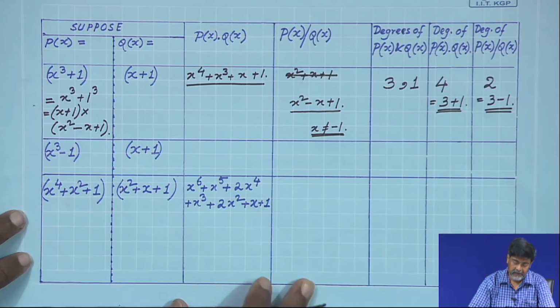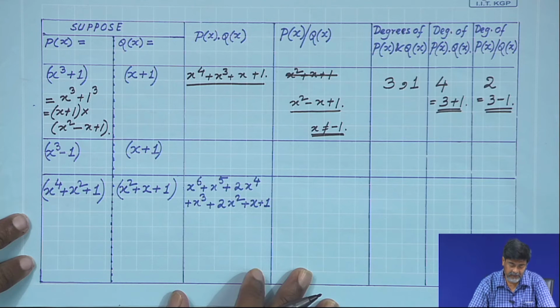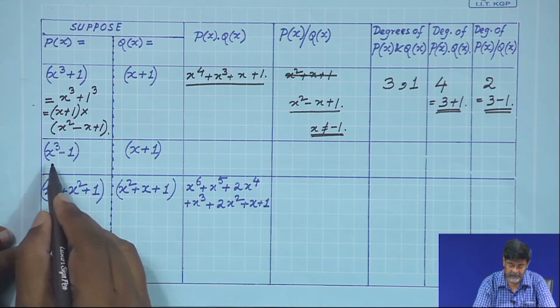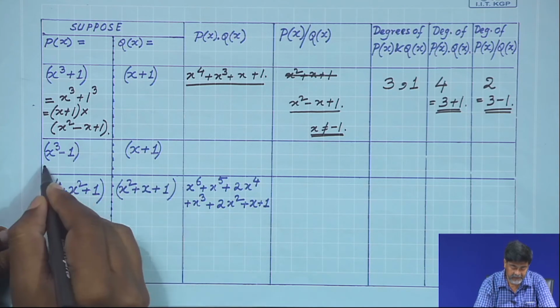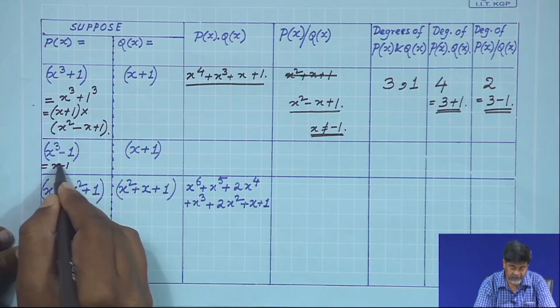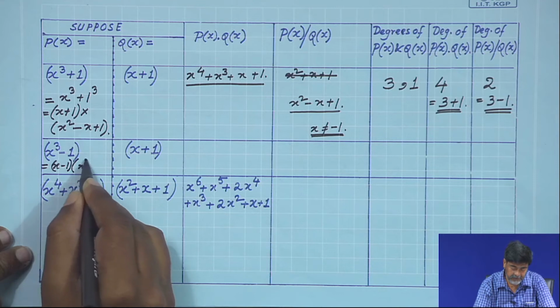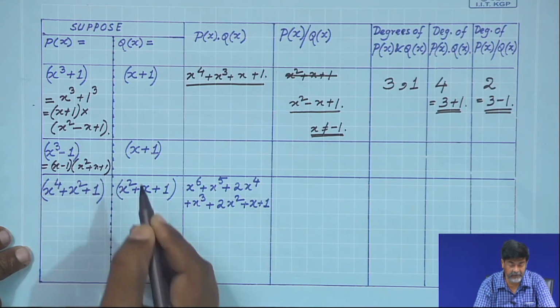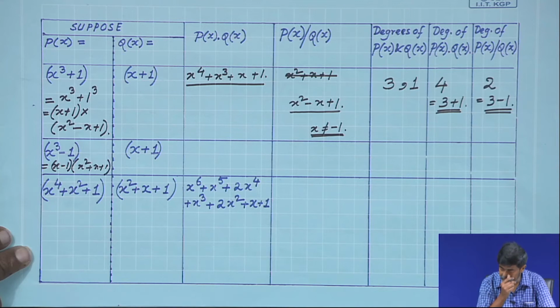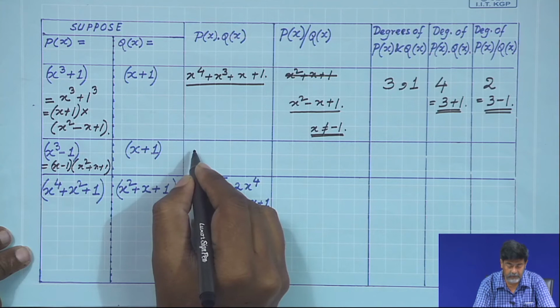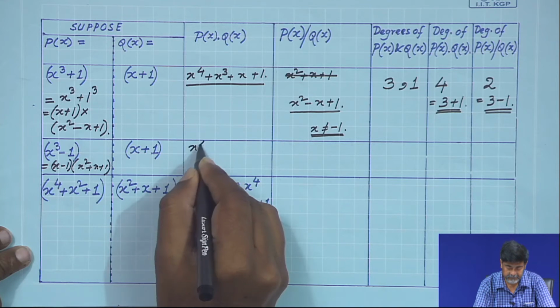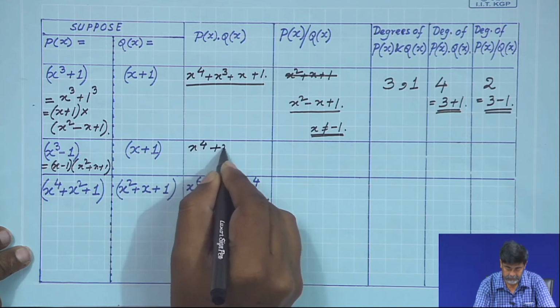Yes, sir. Now, pass on to the next example, where we are taking two polynomials, Px as x cube minus 1 and Qx as x plus 1. Again, x cube minus 1 is, just remember the formula, x minus 1 times x square plus x plus 1. This is the formula for x cube minus 1. And Qx is being taken as x plus 1. What is Px into Qx? Just multiply x cube minus 1 by x plus 1. Yes, so it will be x to the power 4 plus x cube minus x minus 1.